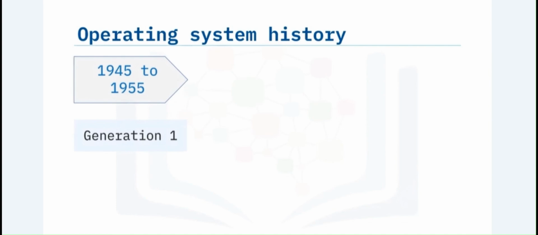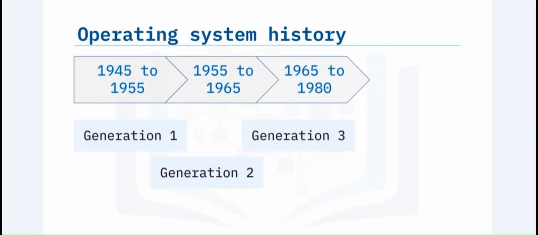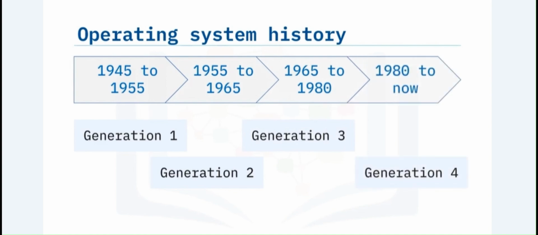History groups operating systems into 4 generations. The first generation was from 1945 to 1955. The second generation happened from 1955 to 1965. The third generation lasted 15 years from 1965 to 1980. And 1980 ushered in the fourth and current generation.